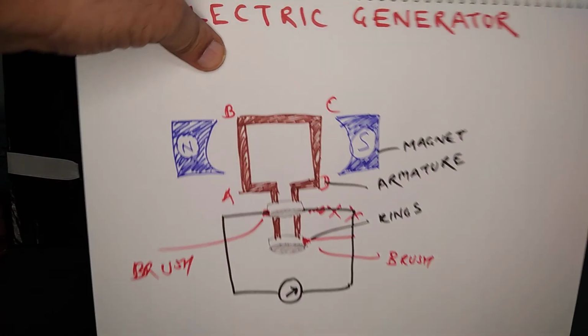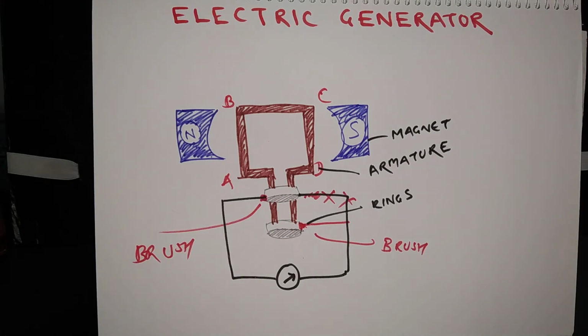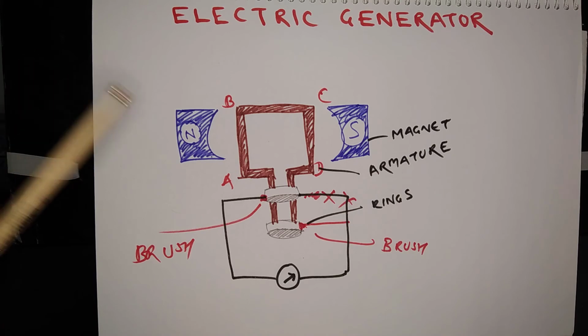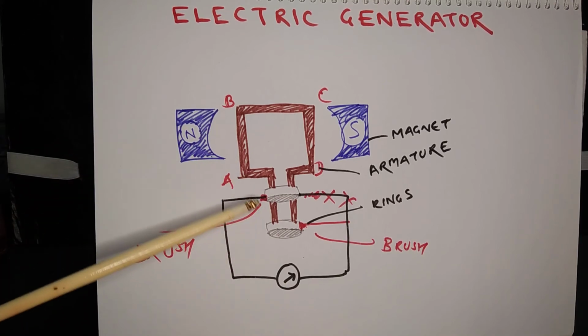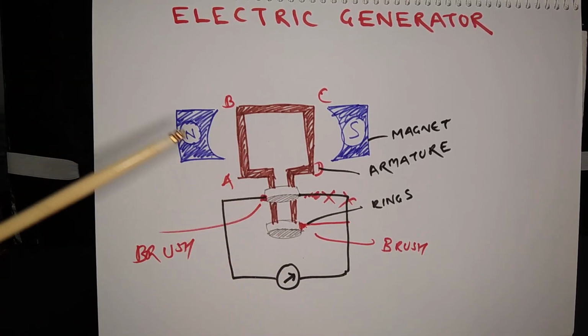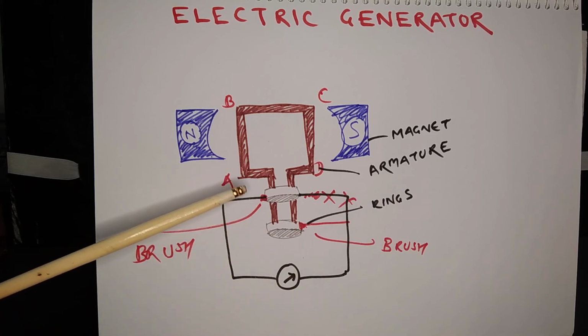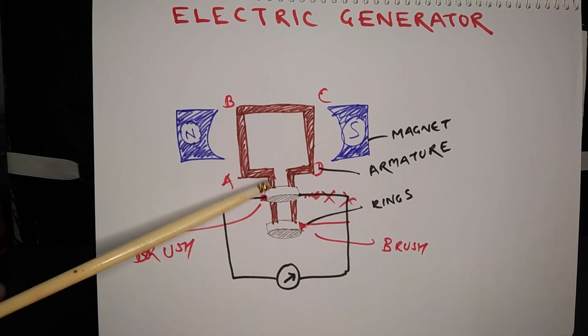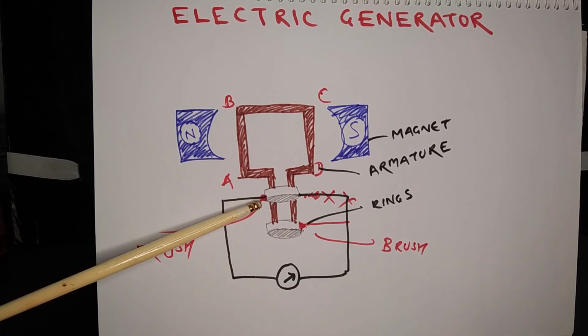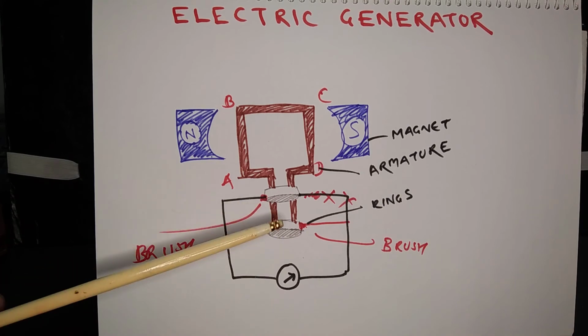The electric generator works on this concept, the concept of Fleming's right hand rule or electromagnetic induction. The structure of an electric generator is more or less similar to that of an electric motor. So here is a magnet, and here is a rectangular coil A, B, C, D. There are two rings, so that is one difference. And these two rings are connected to wires, and the wires are not exactly attached, but are just touching the rings with the help of brushes, so that the wires can remain stationary.